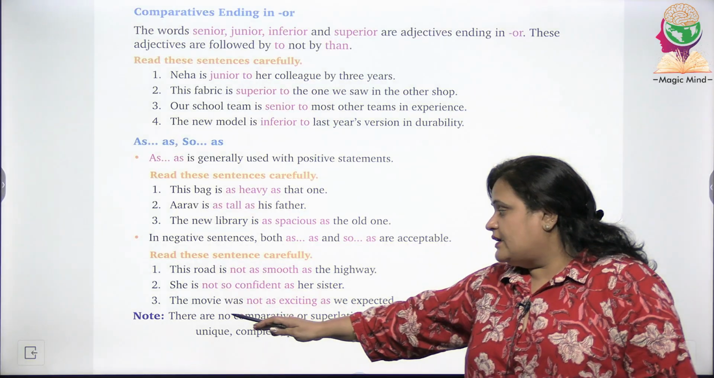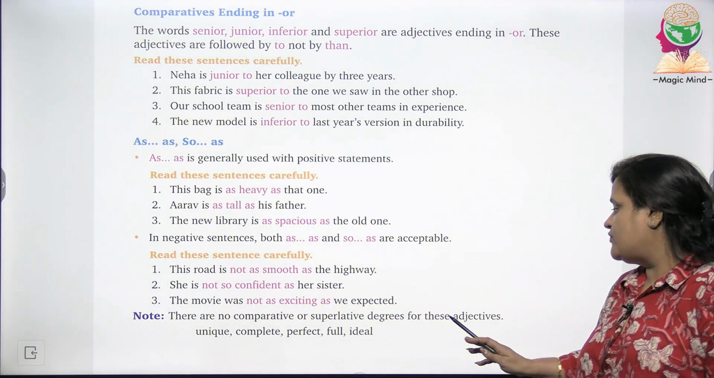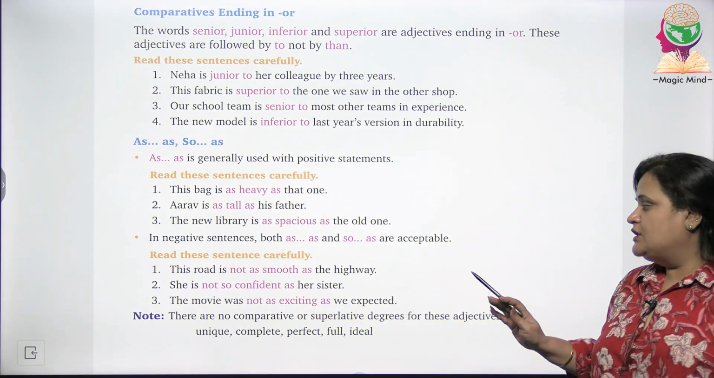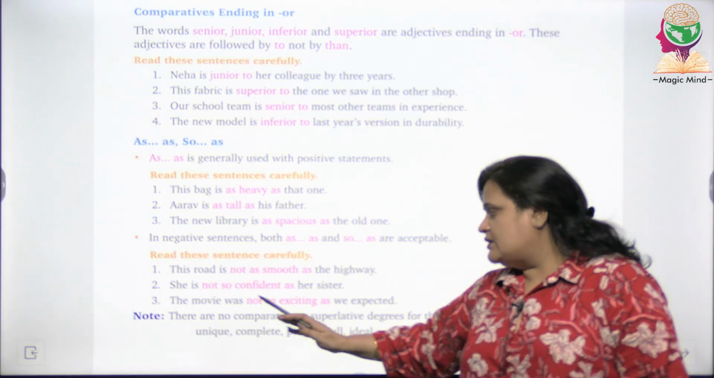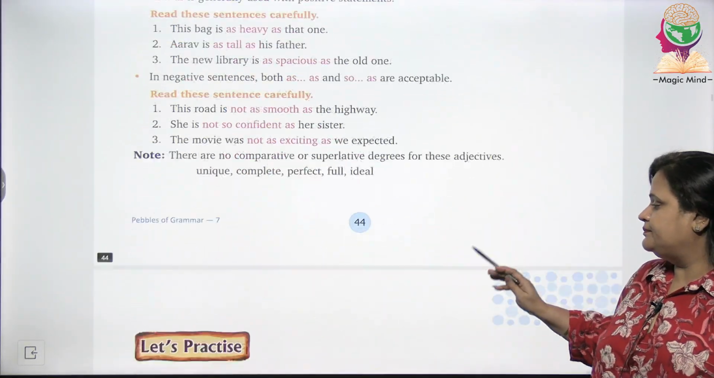Note, there are no comparative or superlative degrees for these adjectives. वो हैं unique, complete, perfect, full, ideal.